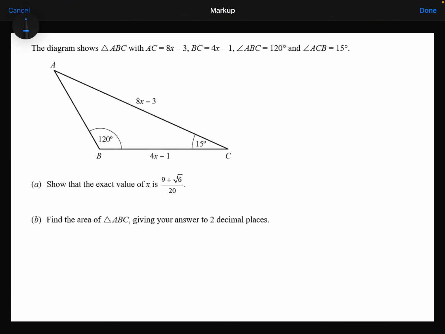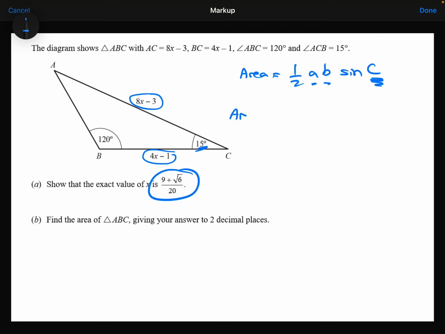Part B says to find the area of triangle ABC. So I'm going to use the formula, a half ab sine C, where the important thing is that angle C is the one that's in between the two sides, a and b. So the two sides I know are these two, because I know what x is. We've just shown it here. And so C is going to be the 15 degrees.